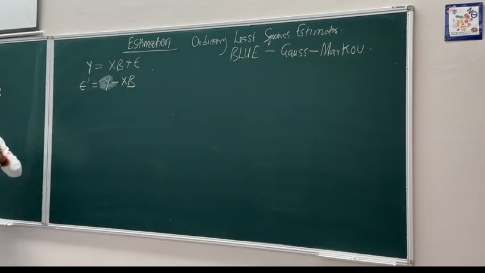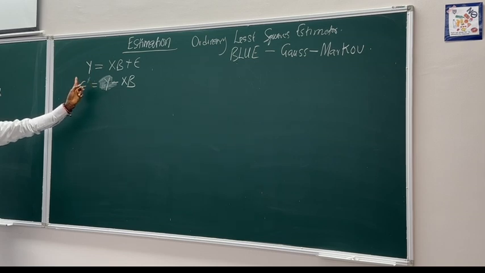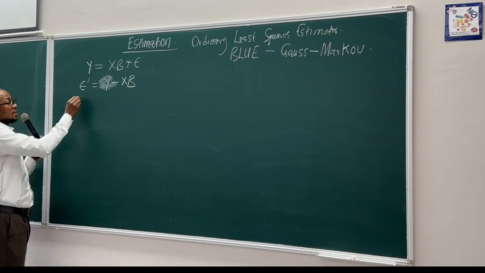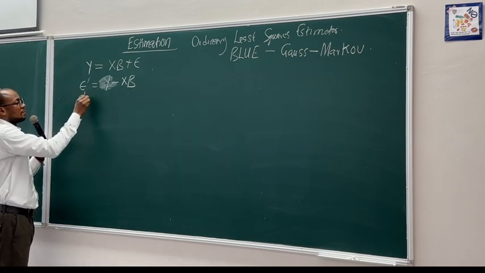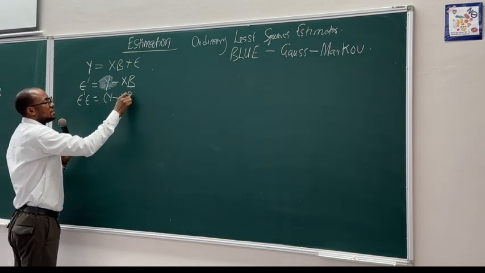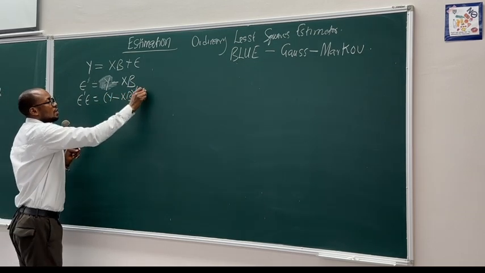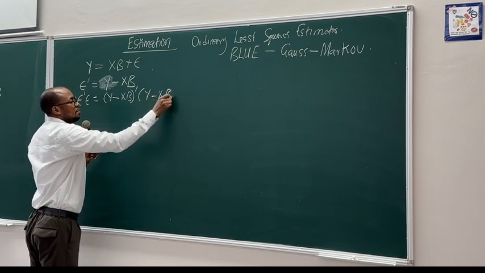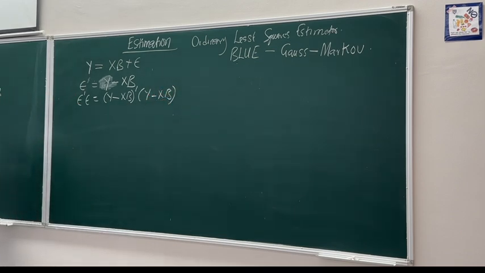Okay, it makes sense for us to write this, right? All we did was to make the error term the subject of the formula, right? Now, if we write it in this form, this would also make sense: y minus x beta transpose, y minus x beta. This also makes sense, right?